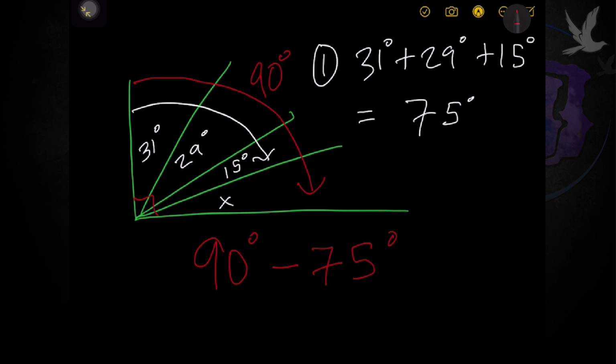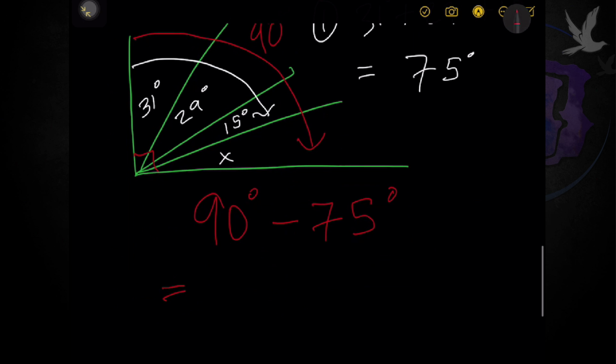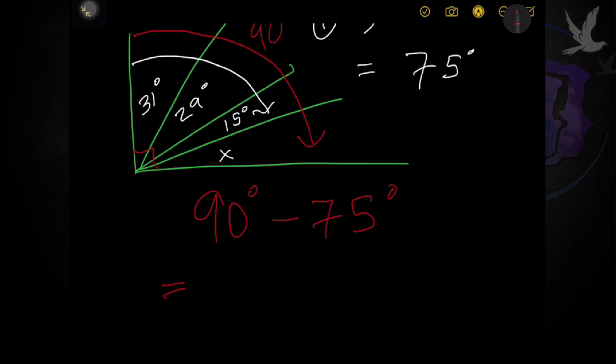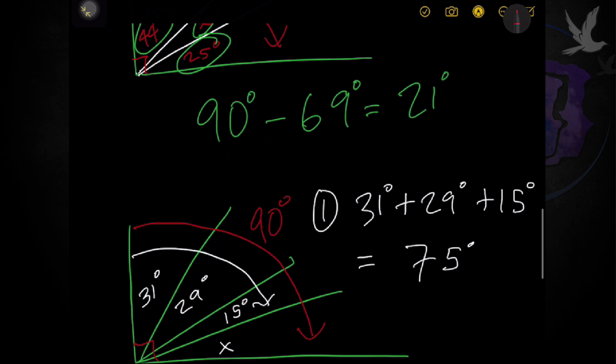Ganun lang kadali. Okay? Now, 90 minus 75, sorry. Sinabi ko na yung answer tuloy. 90 degrees minus 75 degrees is equivalent to 15 degrees. So that is basically how you answer or solve for the unknown value.